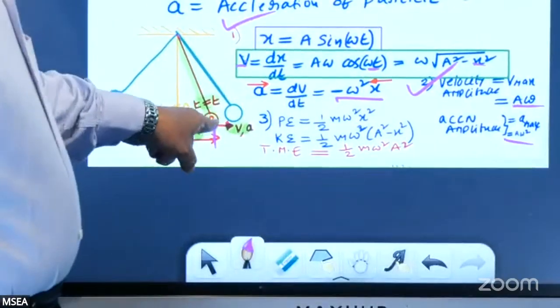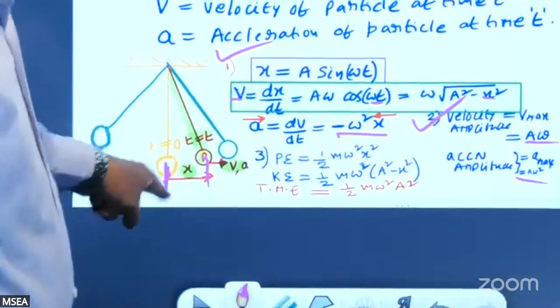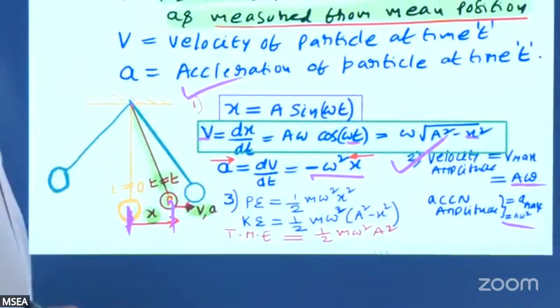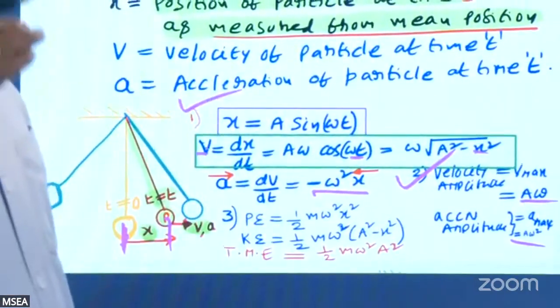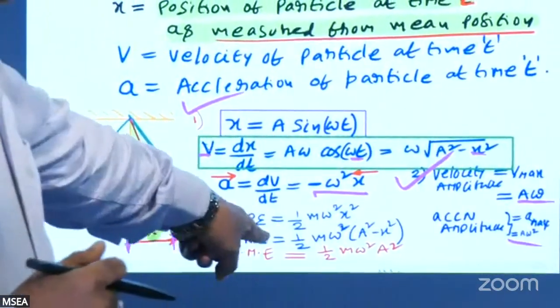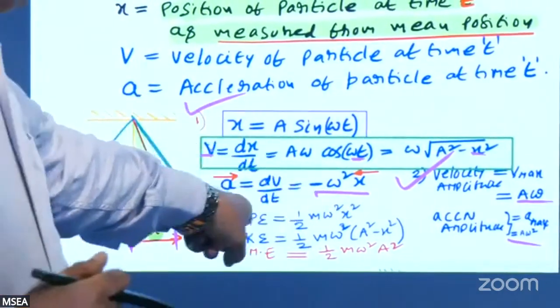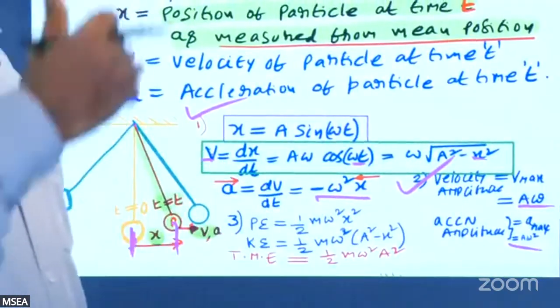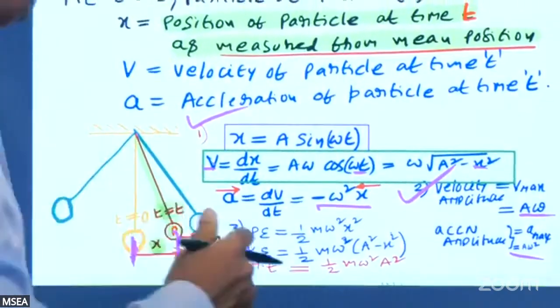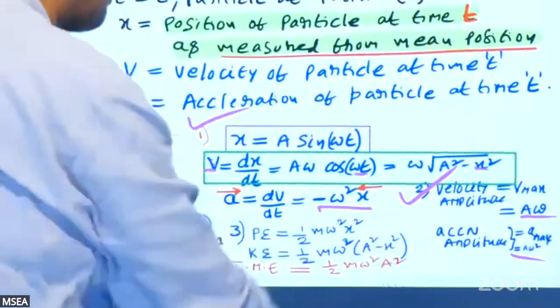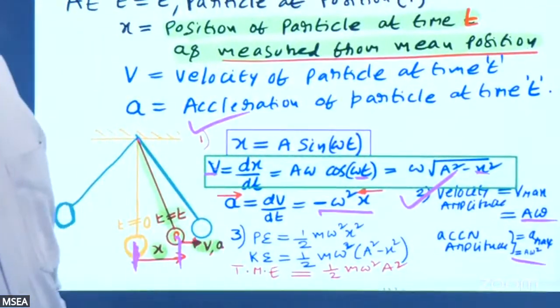When the body is at any position x as measured from the mean position, its potential energy is given by half m omega square x square and kinetic energy is given by half m omega square into a square minus x square. Potential energy plus kinetic energy, the total energy, is the sum of these two energies. If you sum them up, it comes out to be half m omega square a square.